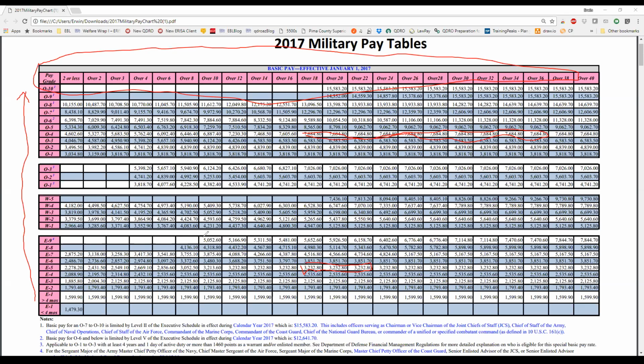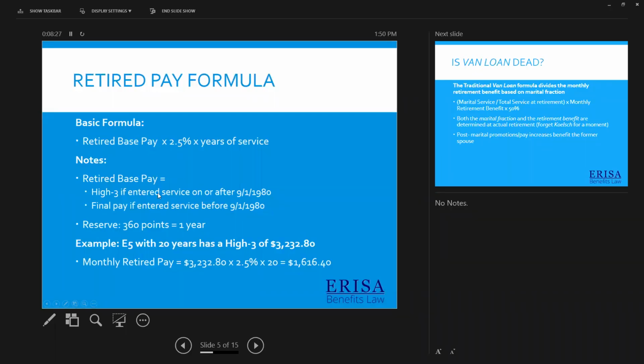And so the example I gave is an E5 with 20 years. They have a high 3 of 3,232, because if you look on the chart, that's what comes out of looking over their prior 3 years. They are one of those people who did not get a pay increase. And for them, the way the formula would work would be, if they retired at 20 years, monthly retired pay would be that high 3, 3,232, times 2.5% times 20, which means times 50%. And that gives you the amount of retired pay that they would get at 20 years, if they retired at 20 years.